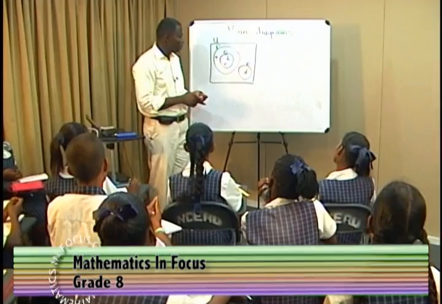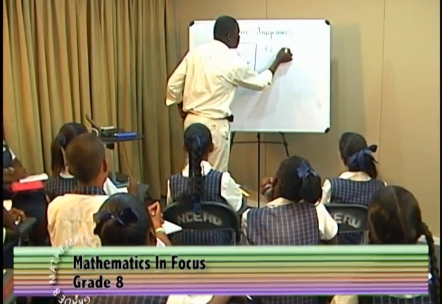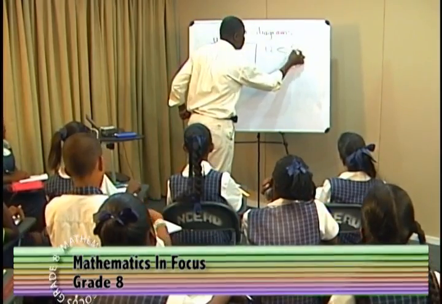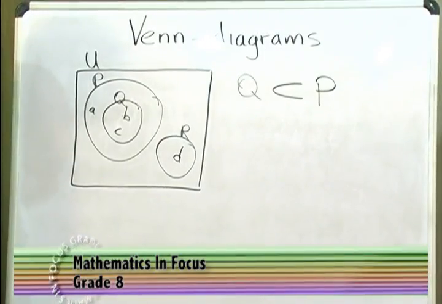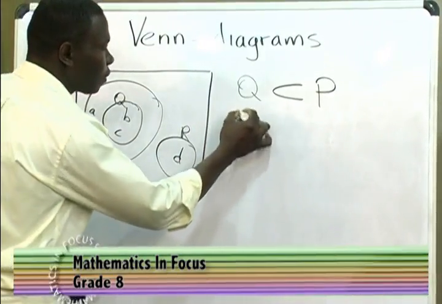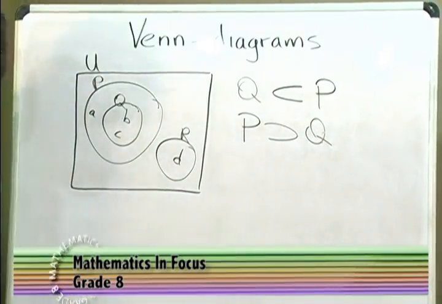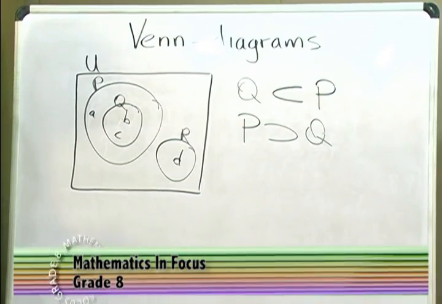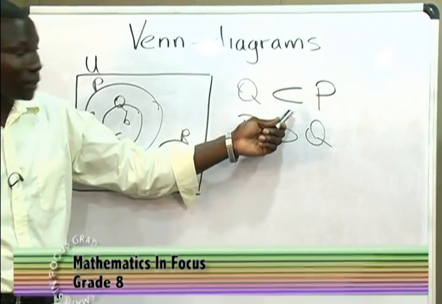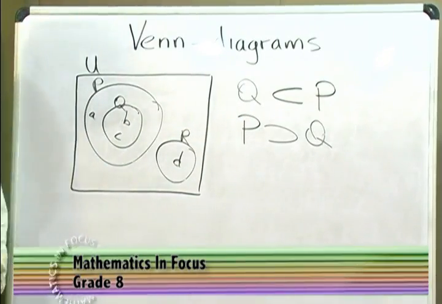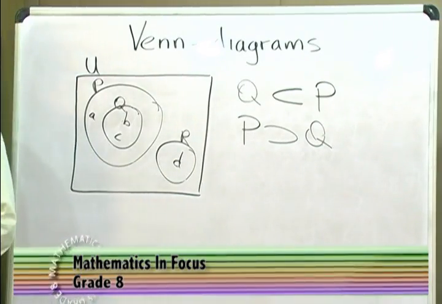Very good, Bibi. So we can say that Q is a subset of P. And we can also go on to say in reverse that P contains Q. We can use any one of the notations. It is correct to use any one. We say Q is a subset of, or is contained in, P, or we can say that P contains Q. Do you have any questions, class?